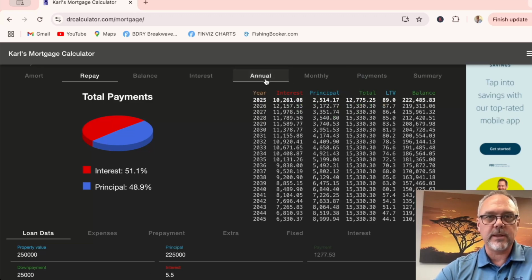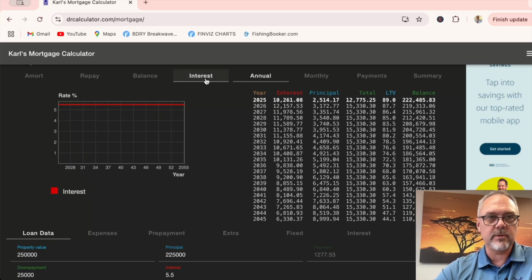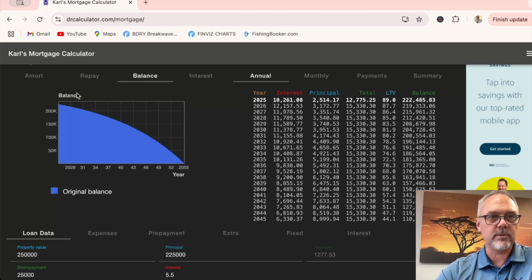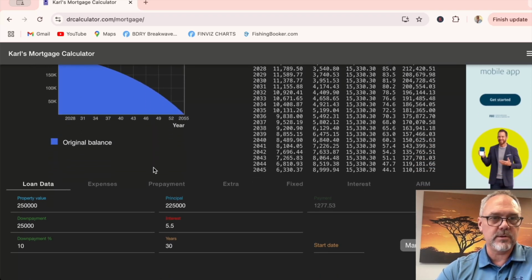And then you can kind of look at annual if you want to see what you're paying it down, how it looks over the life of the loan. And then interest, if you want to look at that, this is just steady interest rate across, how your balance increases and decreases on this screen.